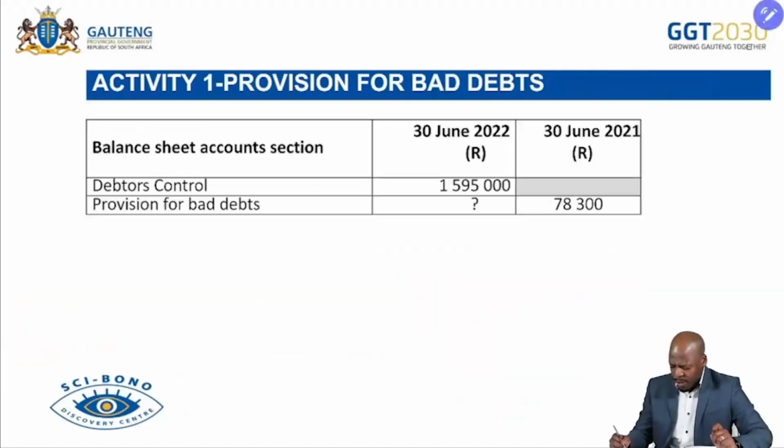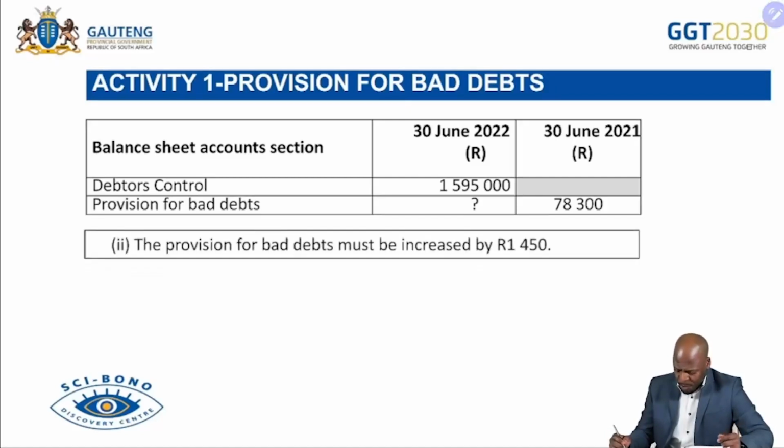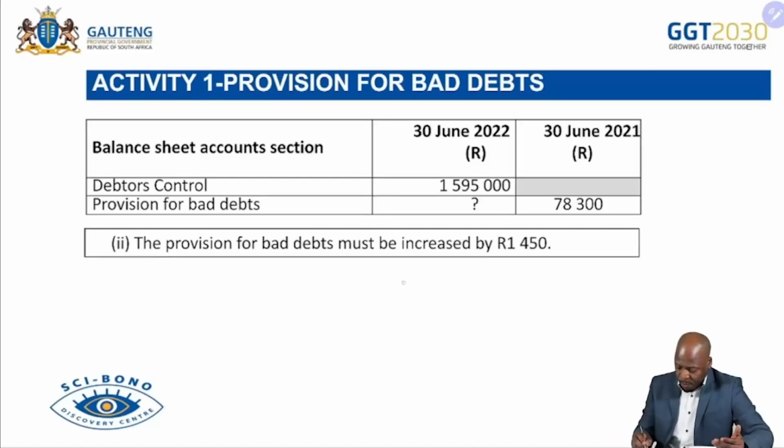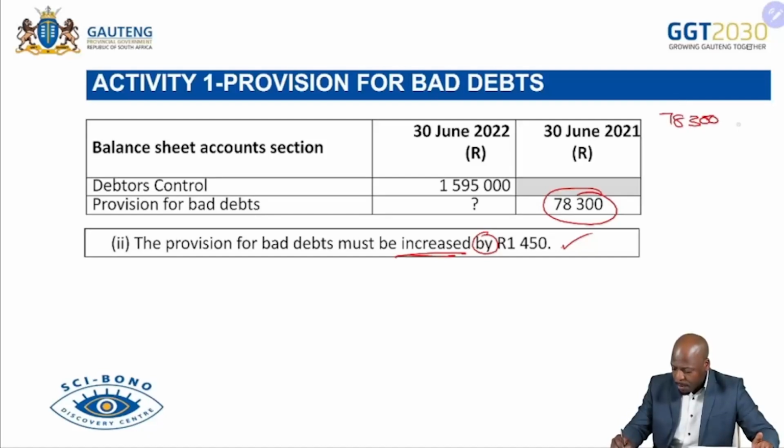But then we also need to understand that this must be adjusted as well in the statement of financial position. So in my statement of financial position, the adjustment, remember, is still the same, that my provision for bad debts must be increased by. That means in the previous year, I had a provision for bad debts amount, which was 78,300. That particular amount, I'm being told that I must then increase it. I must increase it by 1,450. So if you're having your calculator close to you, you should already be saying your 78,300 plus your 1,450.